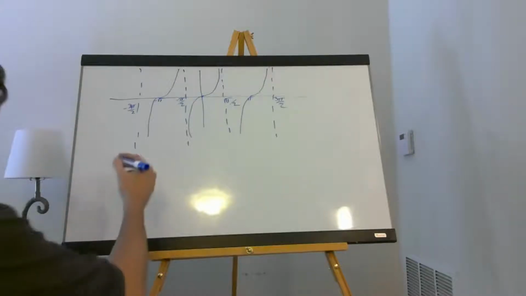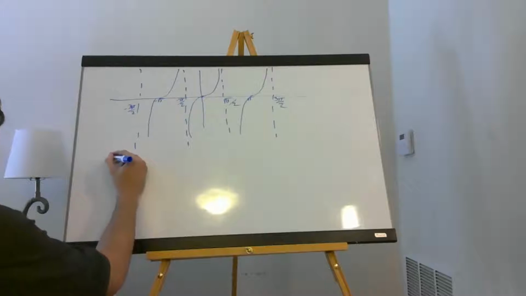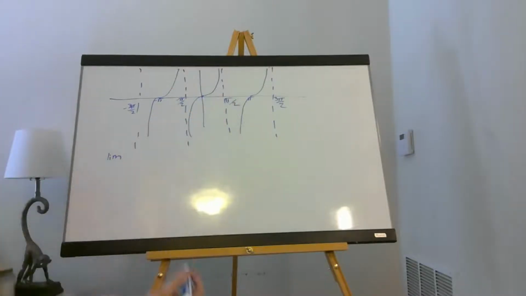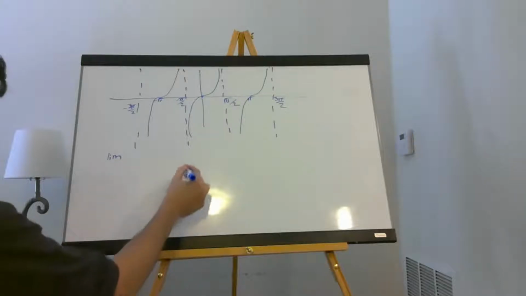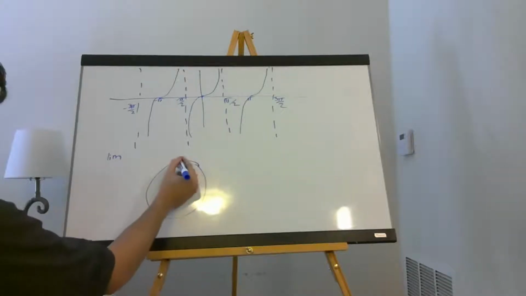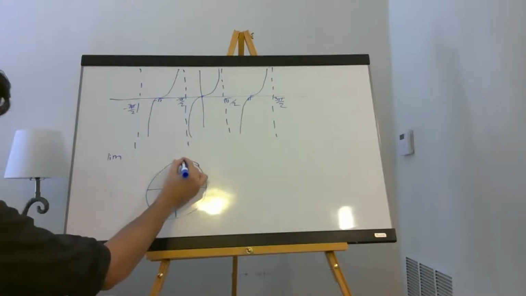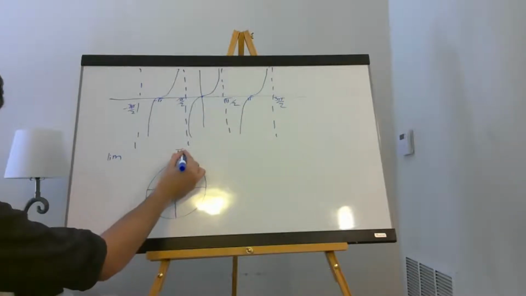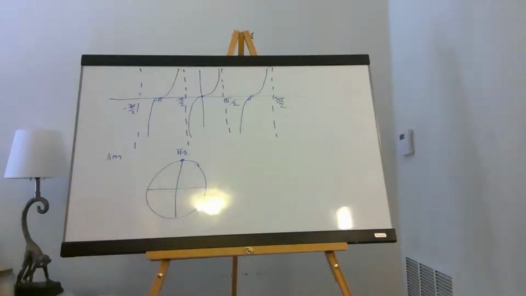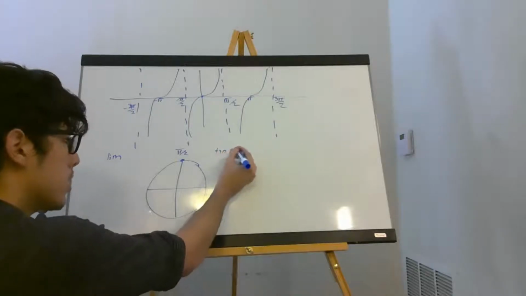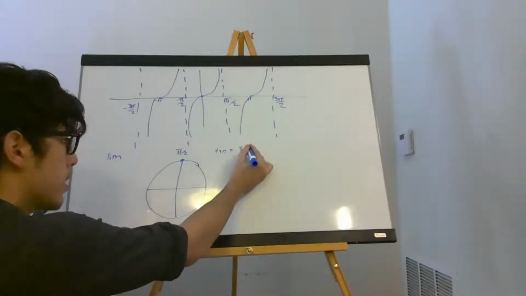So we obviously know that tangent at pi over 2 doesn't exist, right? Because if we think about the unit circle, we know that pi over 2 is this point right here. And if you remember from the first session, we know that tan equals sine over cosine.